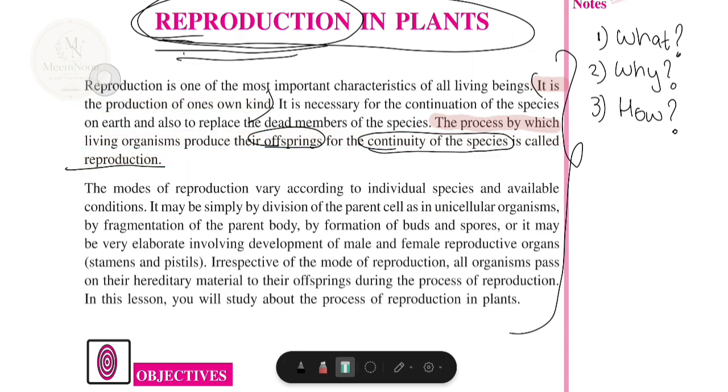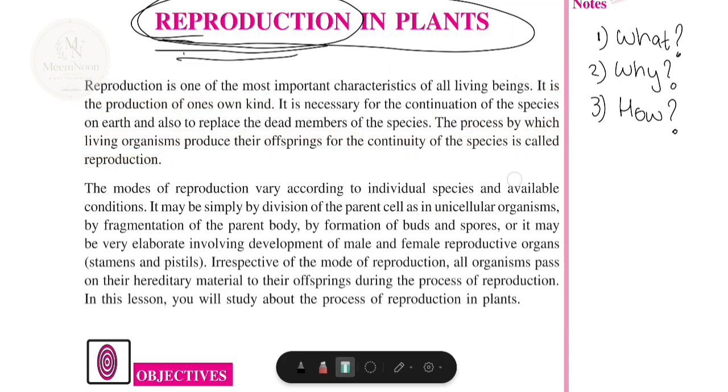So if anybody asks you what is reproduction, what are you going to say? The process by which living organisms produce their offspring for the continuity of species is called reproduction. You can write that point down under the heading reproduction, as the definition. Now we understood what reproduction is, so we need to understand why reproduction is necessary.